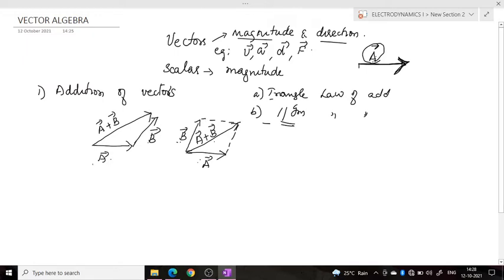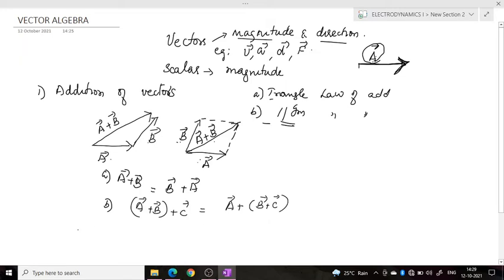Now, what are the properties of addition? The first property is that A plus B is equal to B plus A. You can add either A to B or B to A; both are the same. The second property is that it is associative, that is, A plus B plus C is equal to A plus B plus C, grouped either way.